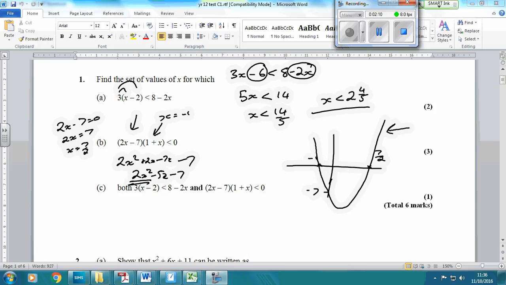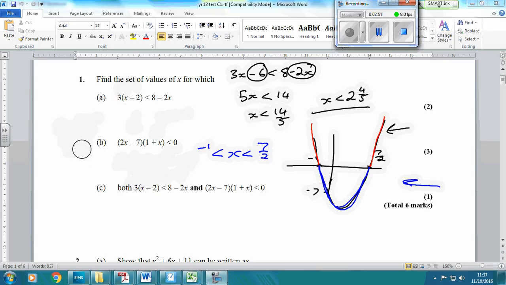And what we need to know is where this graph is less than 0. So if we have a look at the graph over here, it's less than 0 for this bit here, which is underneath the x-axis. There's only one bit of the graph here. If it said it's greater than 0, there'd be 2 bits of the graph there and there where it's above 0. So we need to have 2 inequalities. But for this bit, it's only one bit of the graph, which is below the x-axis. And that is when x is less than 7 over 2, but greater than minus 1. So that's the answer for that one.